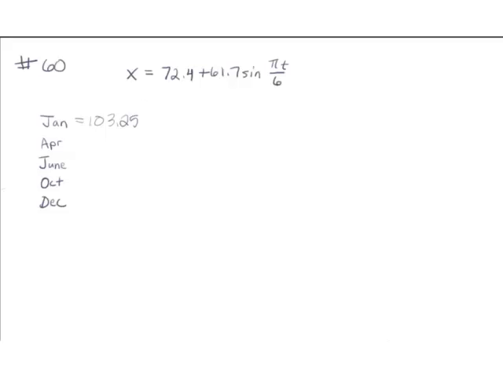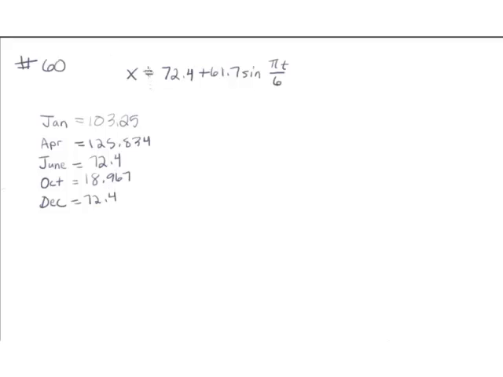April, which is the fourth month of the year, you get 125.834. The 6th month, June, is 72.4. October, which is the 10th month, is 18.967, and December, which is the 12th month, is 72.4.